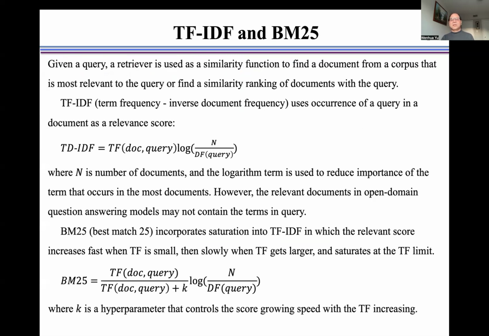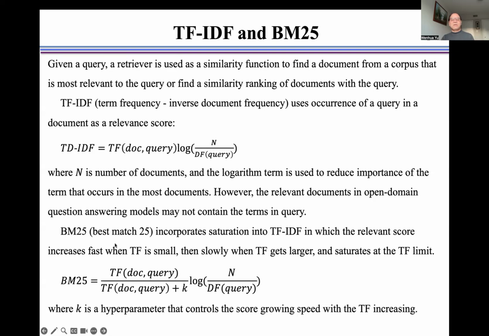TF-IDF uses the occurrence of a query in a document as a relevance score, defined as here, where n is the number of documents and the logarithm term is used to reduce the importance of the term that occurs in most documents. However, the relevant documents in open domain question answering models may not contain the terms in the query.